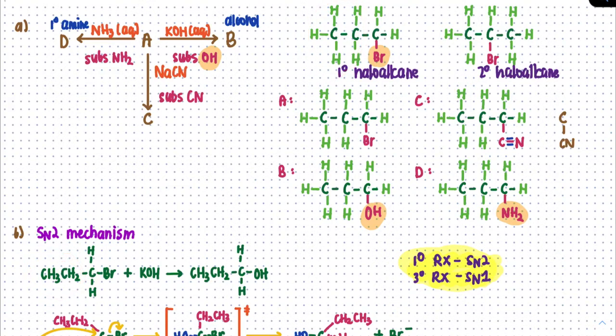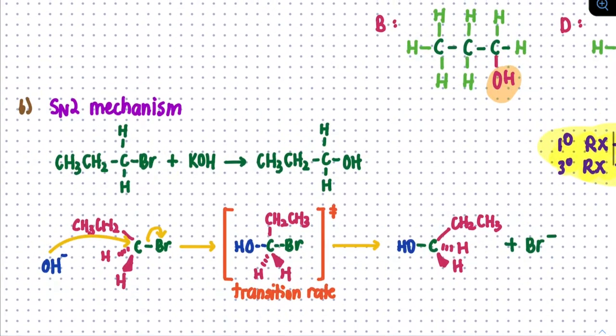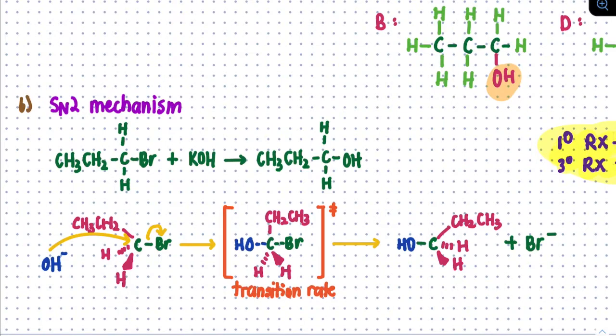So when reacted with OH, we're going to substitute bromine with OH. So for the mechanism, it is SN2. SN2 is a one-step mechanism. Remember, KOH consists of K plus and OH minus. So what happened here, the nucleophile, let's tell the story.